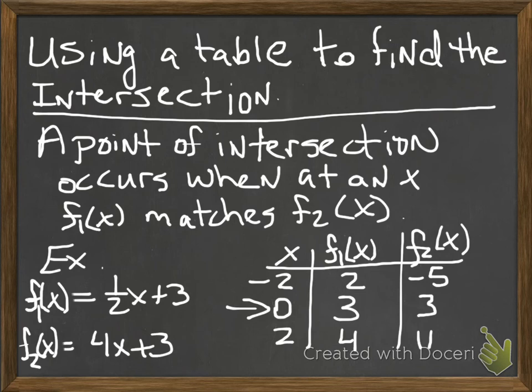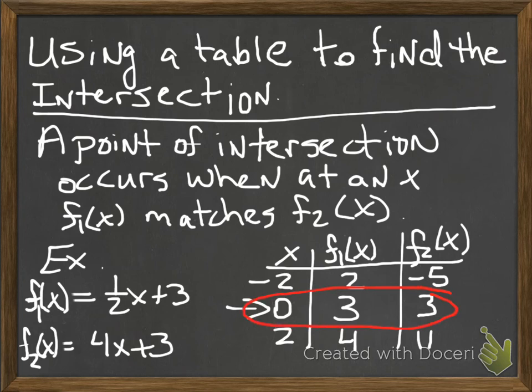But if you look at this, here's an example. F1 of x is equal to 1/2 x plus 3. F2 of x is equal to 4x plus 3. If you type that into your calculator, graph it in the graphs and geometry section, press Control T, and the table will appear. Now you may have to press sideways to see the F1 and F2 at the same time.